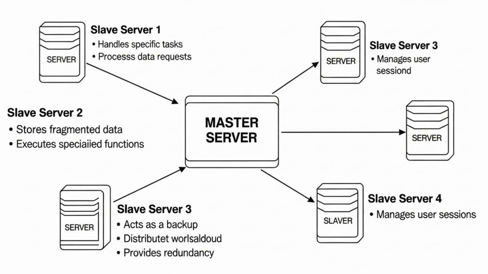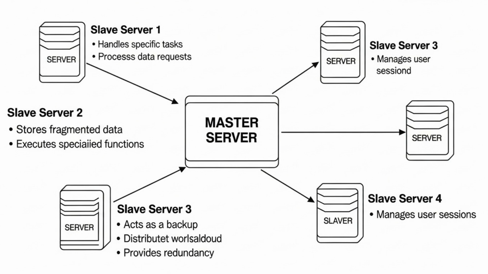Complementing the master are one or more slave servers. These slaves are primarily dedicated to handling read operations. When a user requests data, like viewing a product catalog, these read queries are directed to the slaves. This offloads significant work from the master.